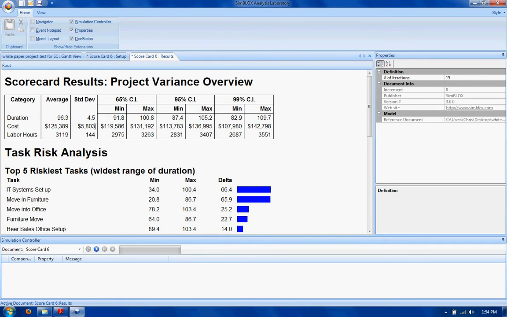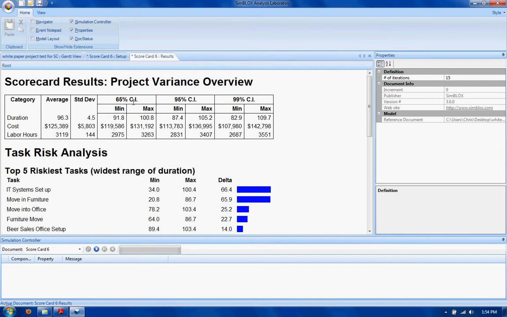Out of the 15 Monte Carlo simulations we ran, all the time altering the resource productivity, the resource availability, things like that. If resources were used overtime, the fatigue and productivity losses kicked in. Out of all those, the average for duration, cost, and labor hours are shown here with a standard deviation.